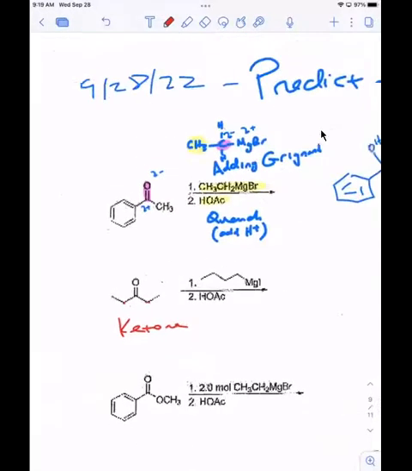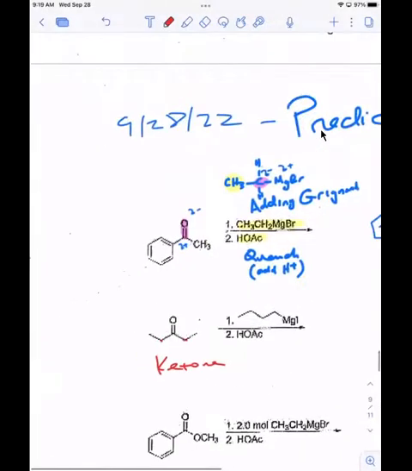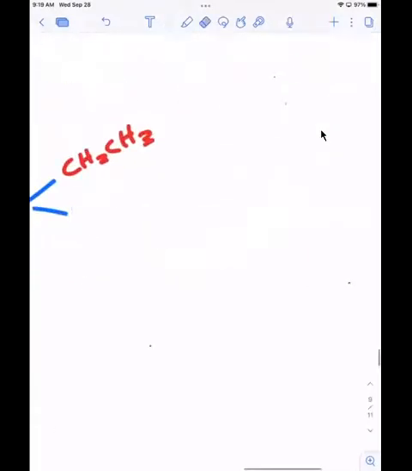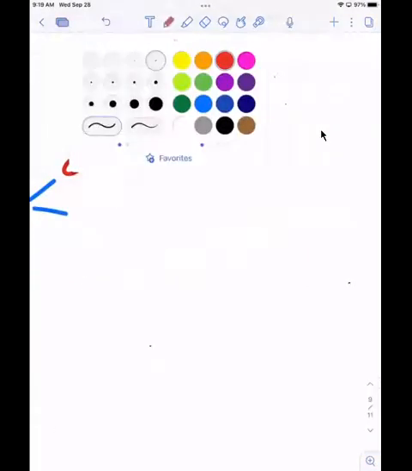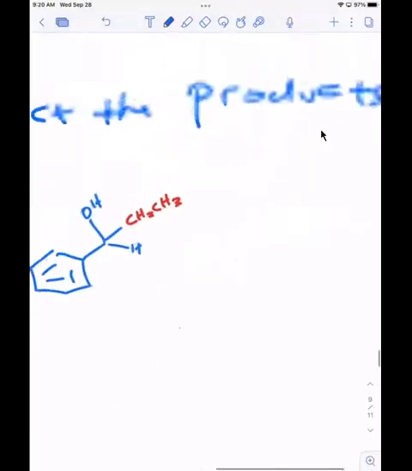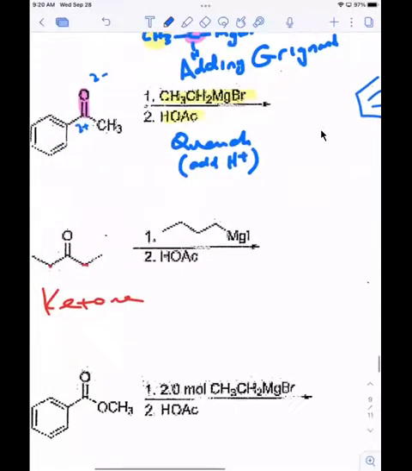Just like the top one, that's a ketone also, and you get a tertiary alcohol. I screwed that up, and nobody caught that. That should be a CH3. Or maybe you caught it and just didn't say anything. All right, so let's go back and ask this question again. In the Grignard, which carbon is going to attack the carbonyl?